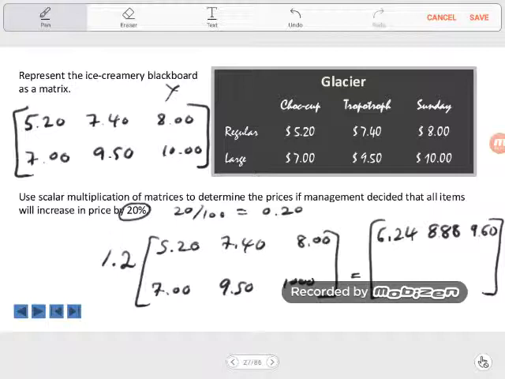Okay, $7 increased by 20%, $8.40. $9.50 by 20%, $11.40. And $10 by 20% is $12. Okay, so those are the new prices now over here, once the increases have come in. Okay, now you can have a go at the questions that were set.